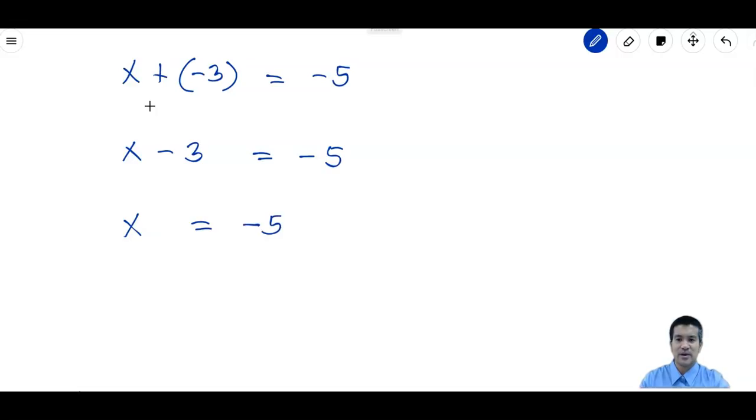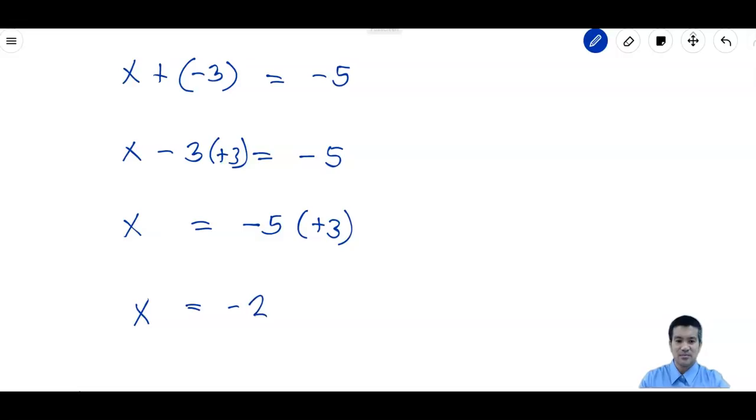So we add 3 here. Therefore here we will add 3 as well. So what you're going to do is you have to plus 3 and then you have to plus 3 as well on the other side. So therefore it will be a balanced equation. When we add 3 here, the -3 plus 3 is equal to 0. And then if we add 3 to -5, our equation now will become x equals -2.